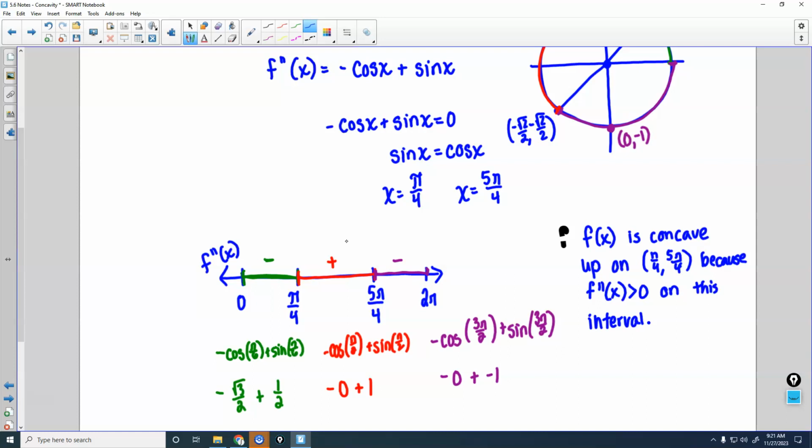So it's a lot like the increasing, decreasing stuff we have already done, but we're looking at the second derivative to tell us concavity. So if it asks about concavity, you have to take that derivative twice and then look at the sign of that second derivative.